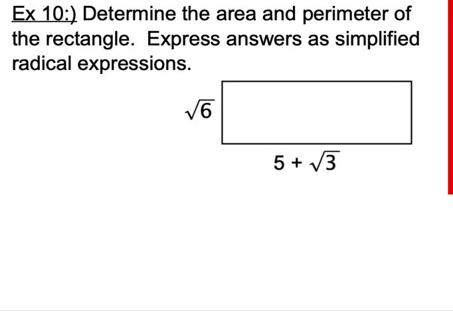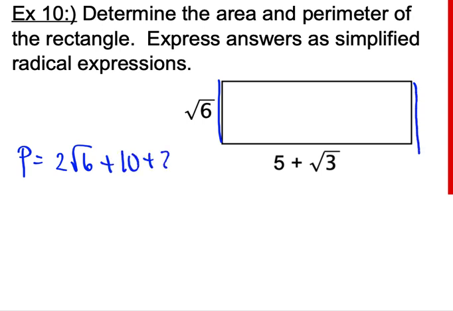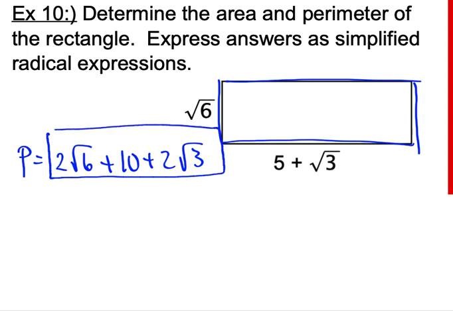Okay, determine the area and perimeter of this rectangle. Express answer as simplified radical expression. Okay, the perimeter is going to be 2 square roots of 6, giving you both sides here, plus 10 plus 2 square roots of 3, giving you 5 plus the square root of 3 twice. Now this doesn't have anything that can reduce, so that is the perimeter.